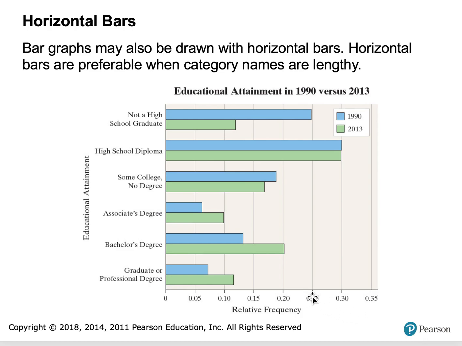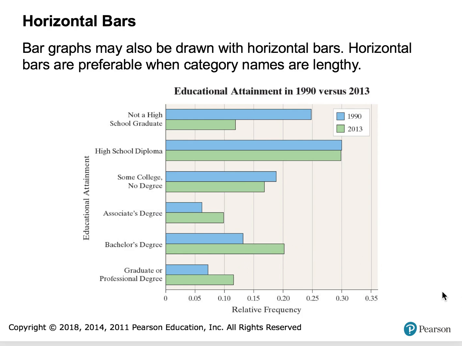Horizontal bar graphs. Bar graphs may also be drawn with horizontal bars. Horizontal bars are preferable when category names are lengthy, like this. But notice if we just turn this 90 degrees counterclockwise, it's just a regular bar graph. And this one in particular is a regular side-by-side bar graph.